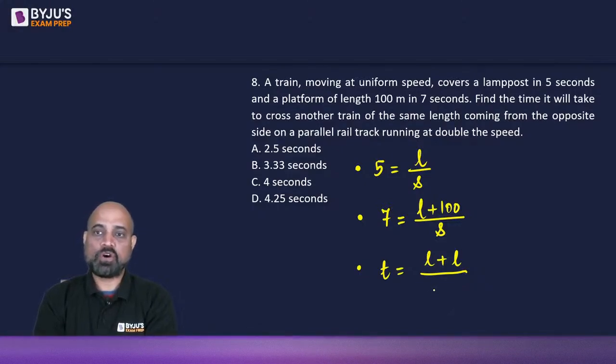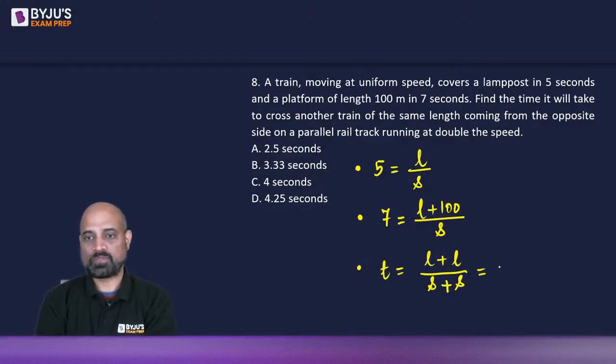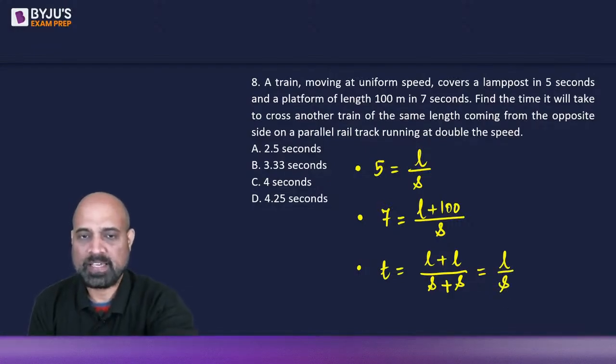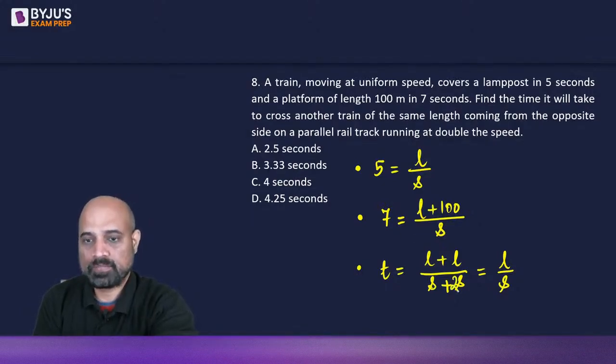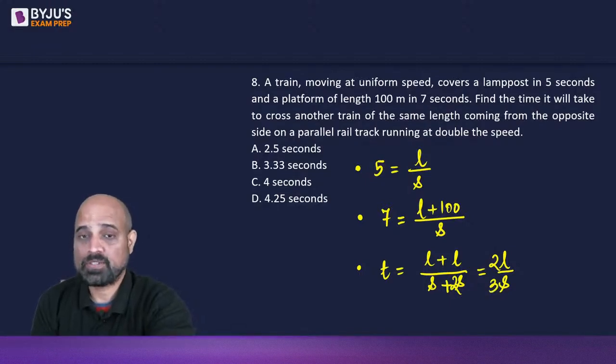They are coming from the opposite side, running in the opposite direction, so their speeds will add, right? So this will become 2L plus 2S, or in other words L plus S. No, sorry, this is L plus 2S. So this will become 2L by 3S, sorry.